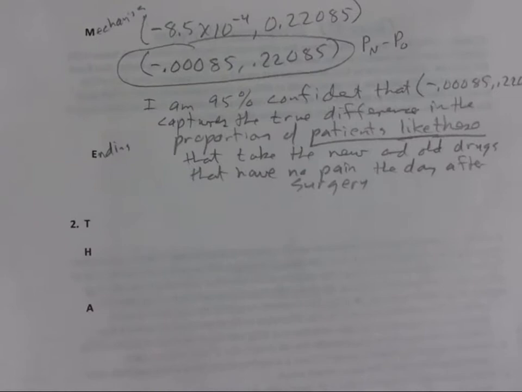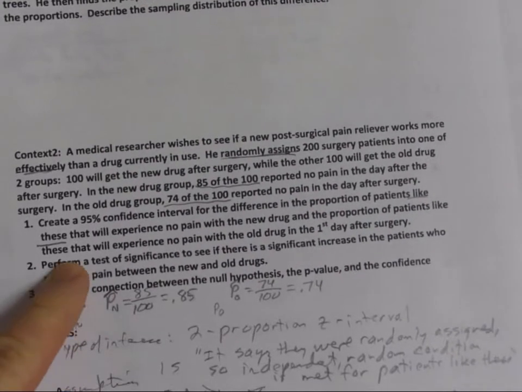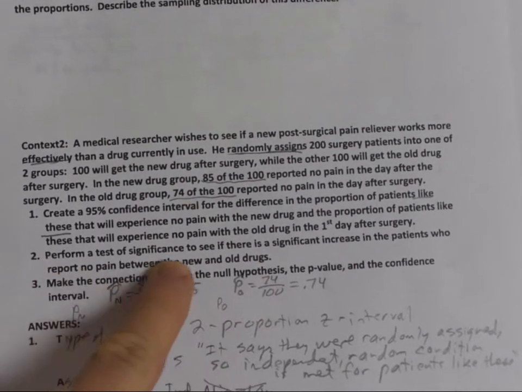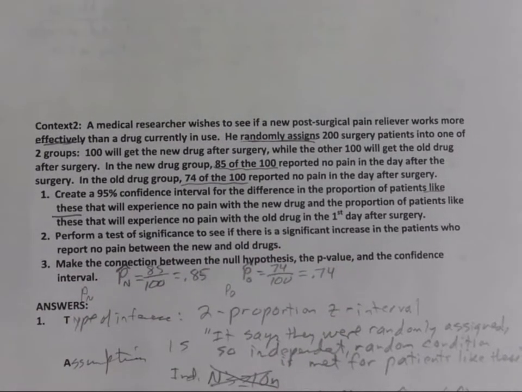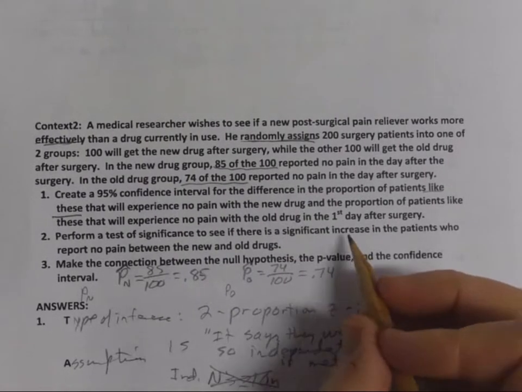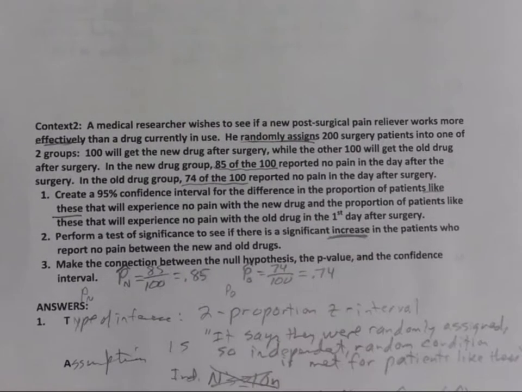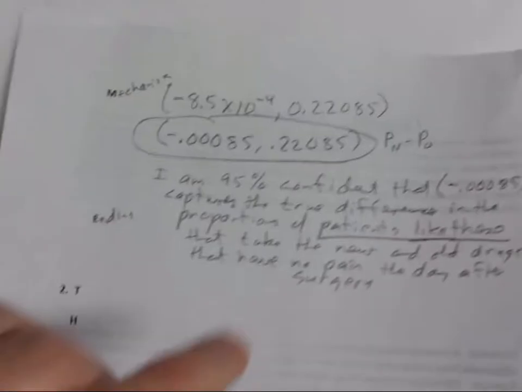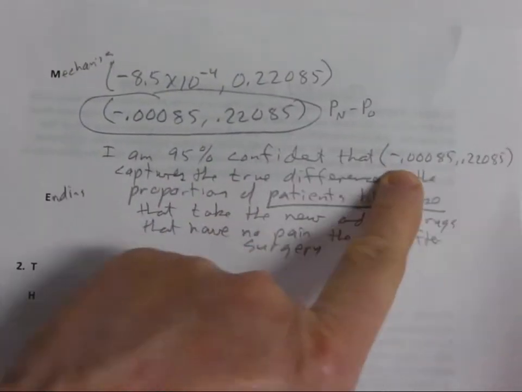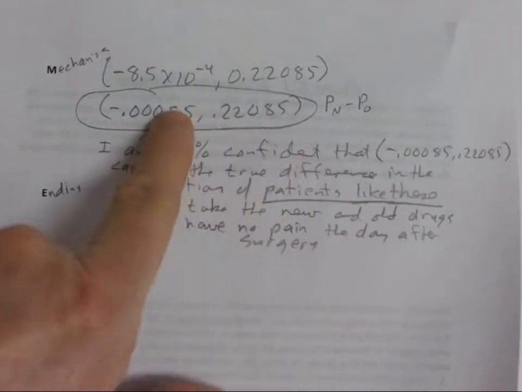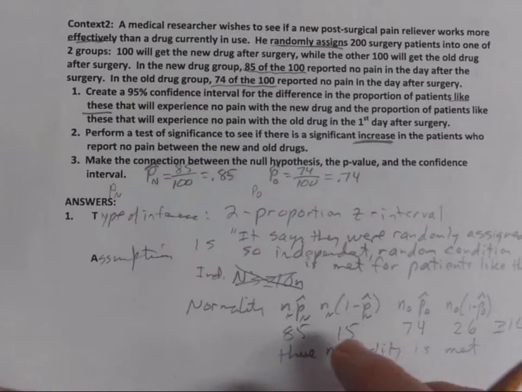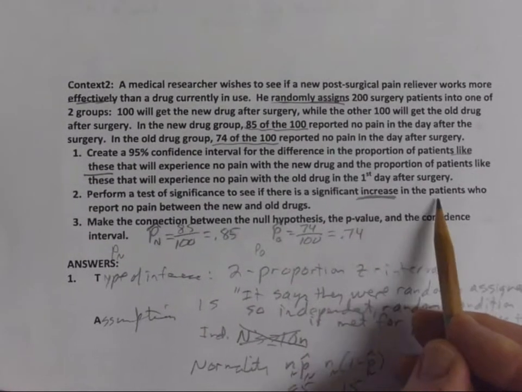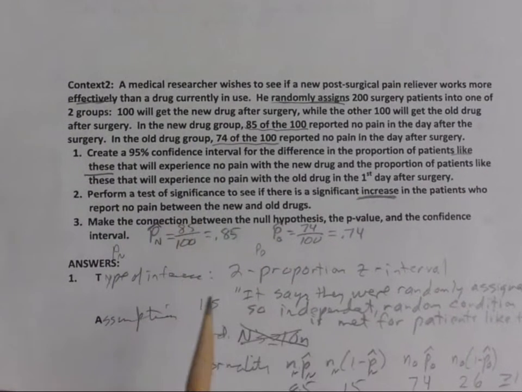So anyway, now we're asked to do the test. Perform a test of significance to see if there's a significant increase. This is the other thing. This is in essence a one-sided test. That relationship I just talked about with 0 works if it's a two-sided test, but this is going to be a one-sided test. So we'll see if there's an increase in the patients who report no pain between the new and the old drugs.